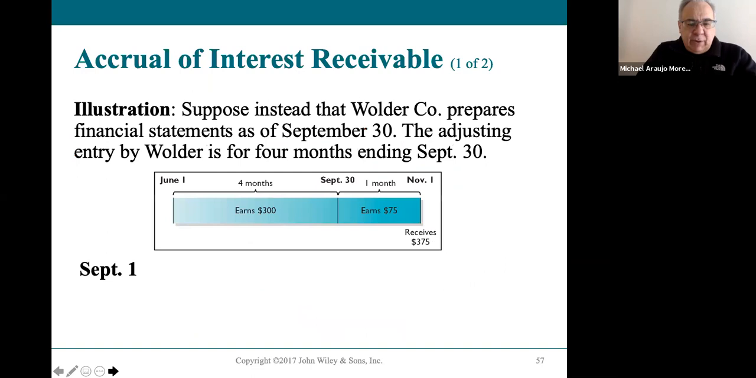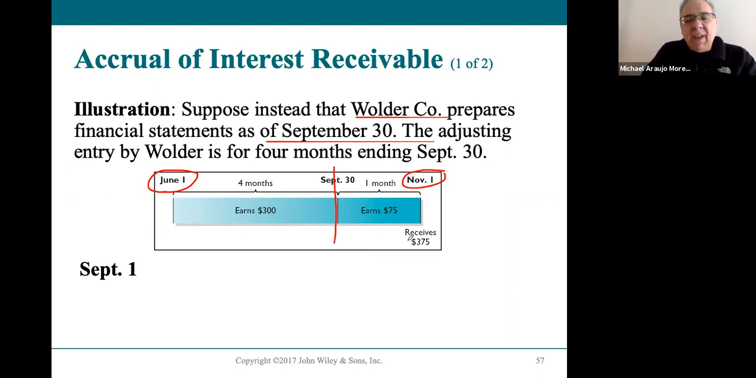Okay. So that's important. What happens, however, if a company like Wolder has a fiscal year that ended at the end of September? September 30th was the end of their fiscal year. Well, again, they made the note on June the 1st. They're not expecting payment on that note until November the 1st. But yet they have to close their books September the 30th.